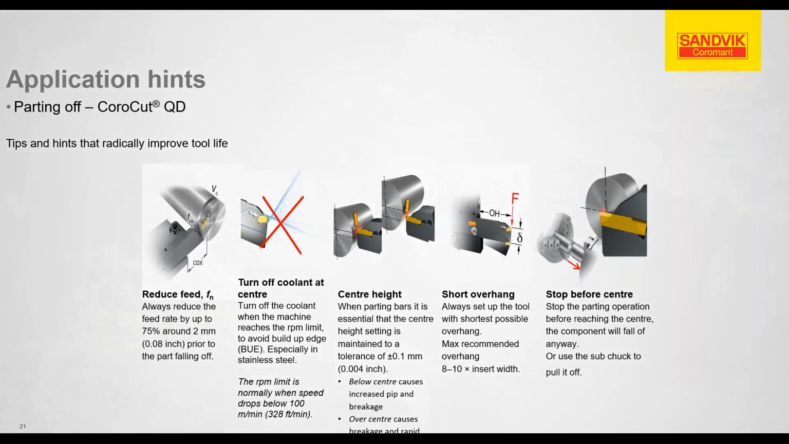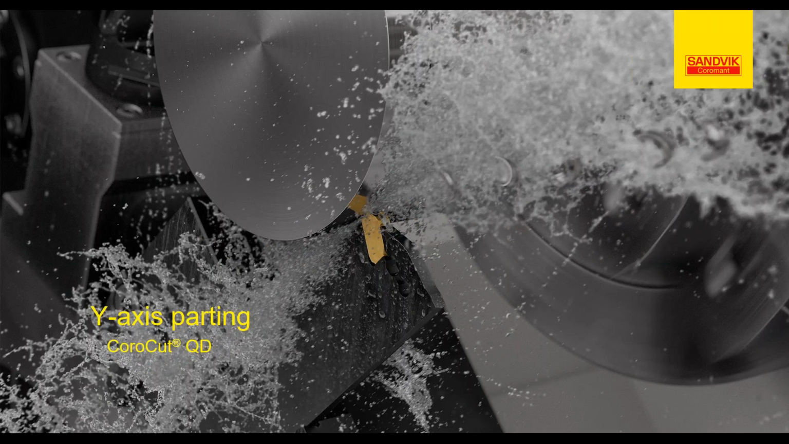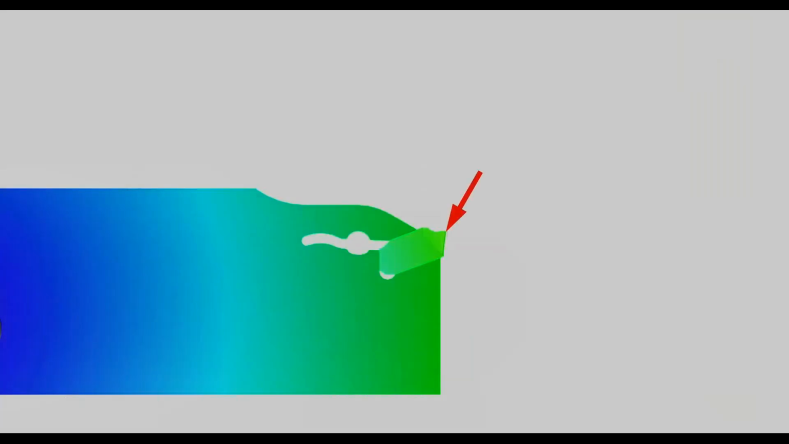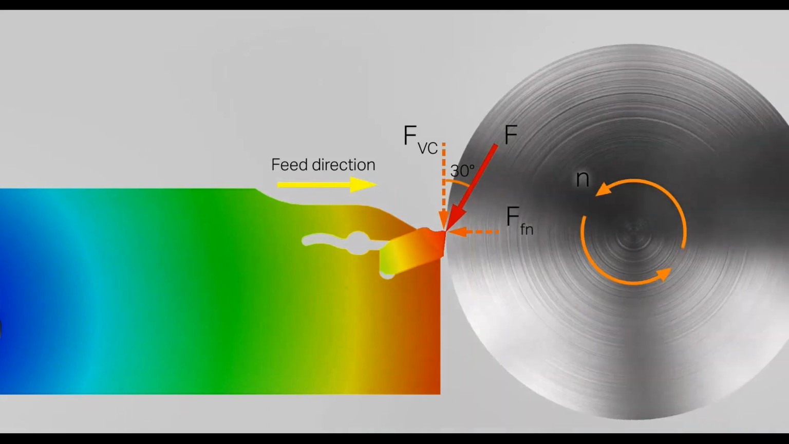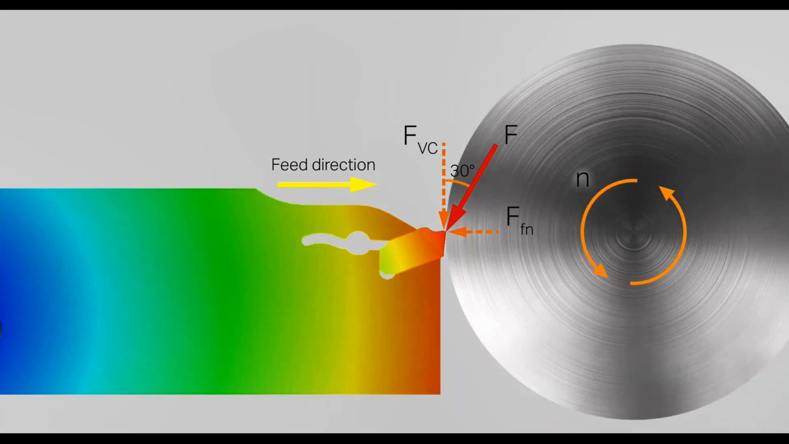Now Kevin showed the y-axis, which is a new method for parting off, helps increase the rigidity and productivity. So traditionally, when you're parting off with a standard blade, you put a lot of forces on the edge of the insert and across that blade. And so you can see in this illustration here, you're creating a lot of undue pressure.